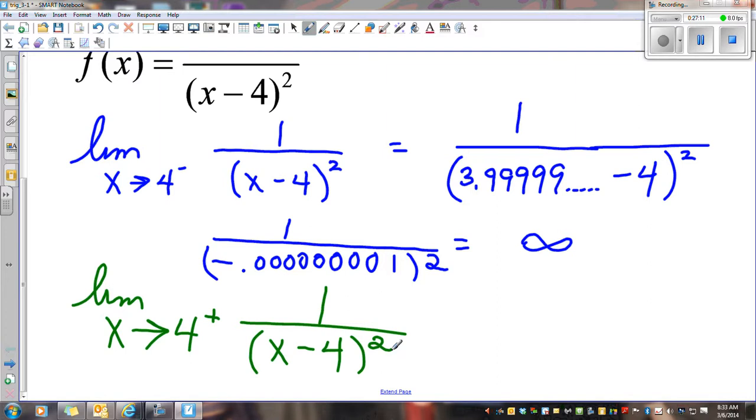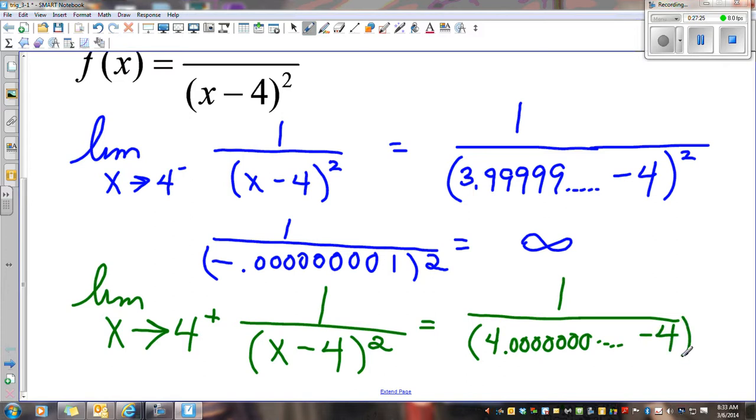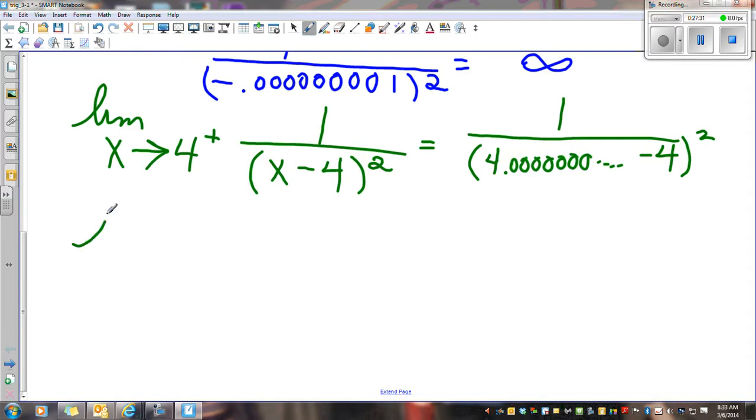So is this one from 4.0000000? Yes. This is when we put in 4.000000 dot dot dot. Eventually, there's a 1 there, right? Okay. Now, what happens this time? It's a really small positive number on the bottom. Correct. And then you square it, it's still really small.